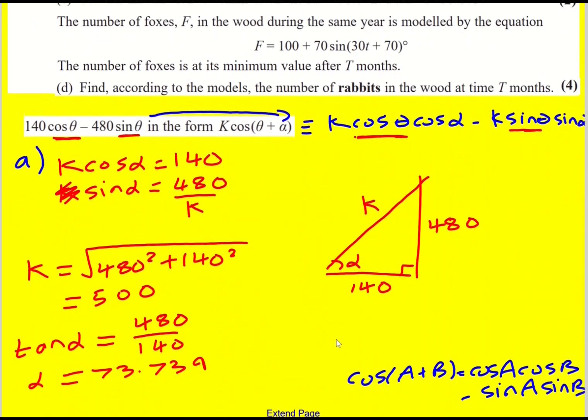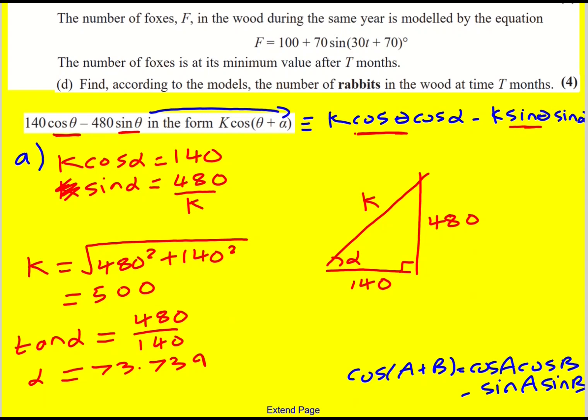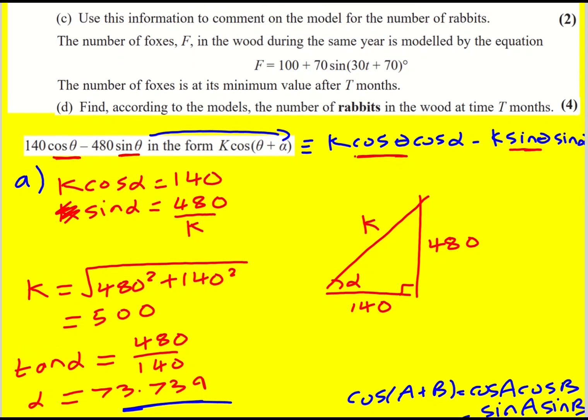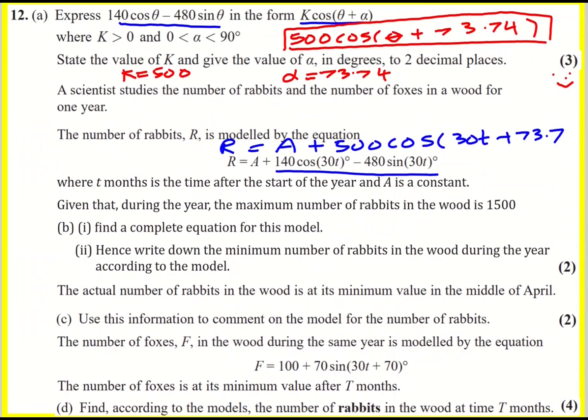Now, one thing I like to do is use a more accurate version. We've rounded it to two decimal places, but I always say to students and myself that you should use as much accuracy as you can and only round your final answer. So I'm going to go back to 73.739. If you don't, you'll get away with it, but I'm talking about best practice outside of just an exam here.